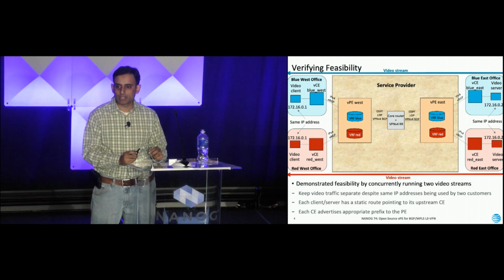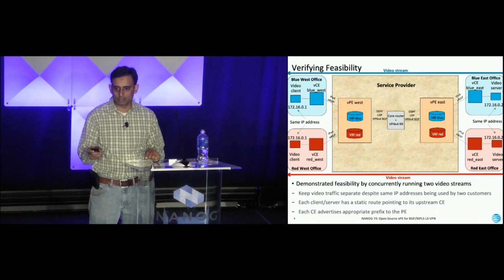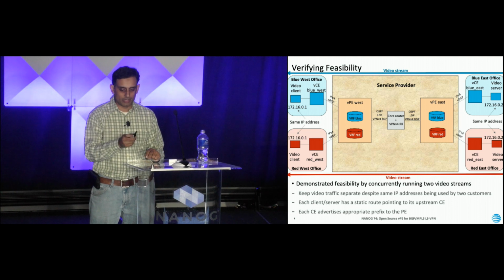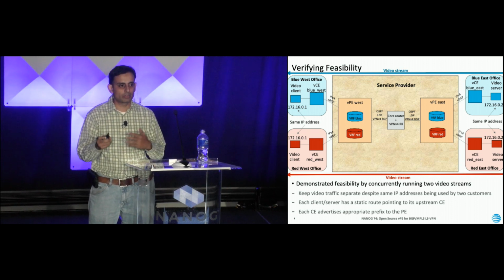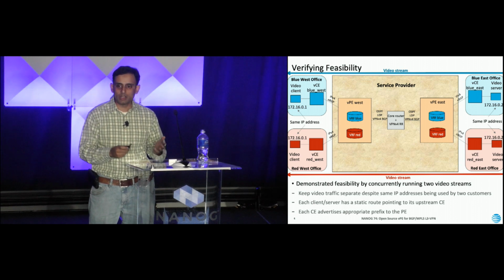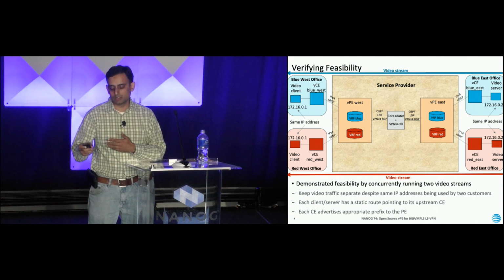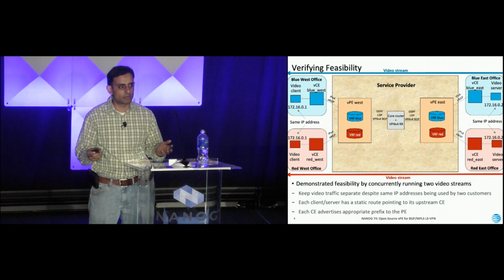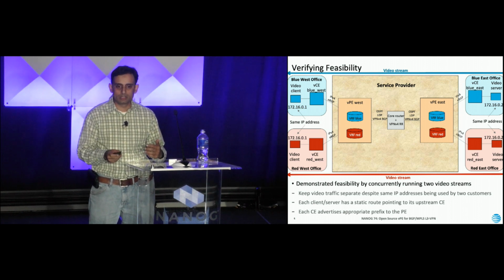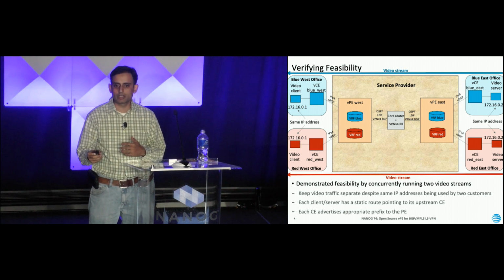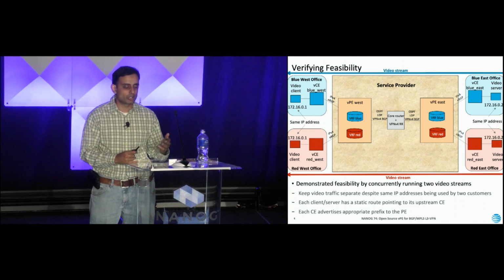Not only that, the other thing that I would like to point out is that both the video servers have the same IP address, and similarly both the clients also have the same IP address. And this is to show that when you use VPN, customers are free to choose their IP address assignments, and in this particular case they have this situation where they are using the same IP address, and even with that VPE is able to keep the traffic segregated across the customers. So despite using the same IP addresses and running the video streams concurrently, the VPE is able to do what is expected of it in terms of providing L3-VPN service.